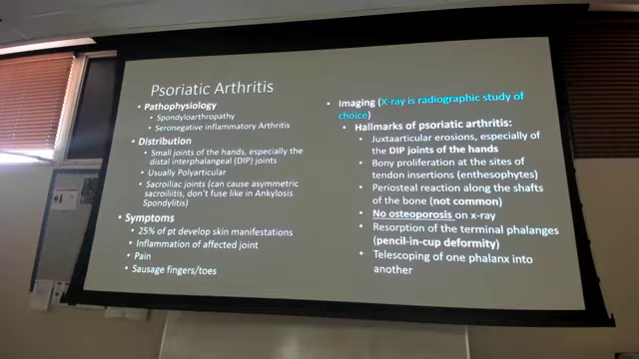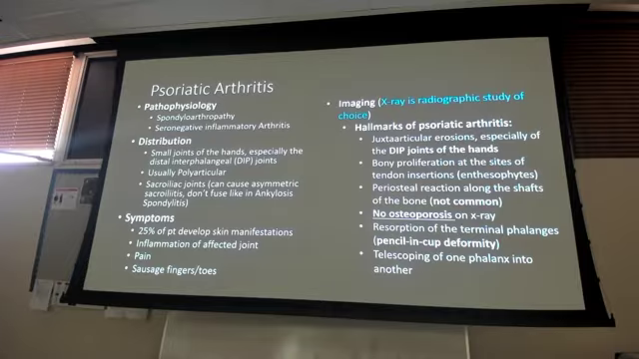X-ray is your study of choice. That's pretty much what all the arthritises have been, right? Hallmarks: juxta-articular erosions, especially at the DIP joints of the hands. Big fancy words from the picture we're about to see, all right? Periosteal reaction along the shafts of the bone is not common. No osteoporosis on X-ray, so you start looking at more osteoporotic things, right?